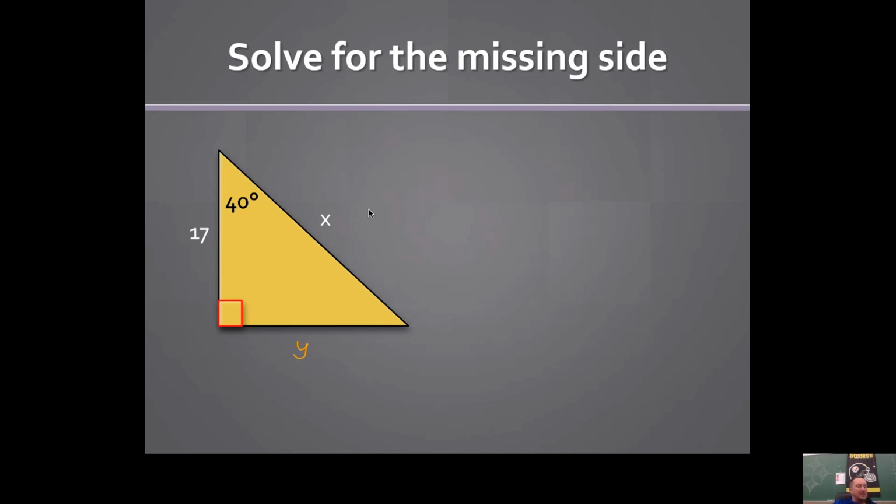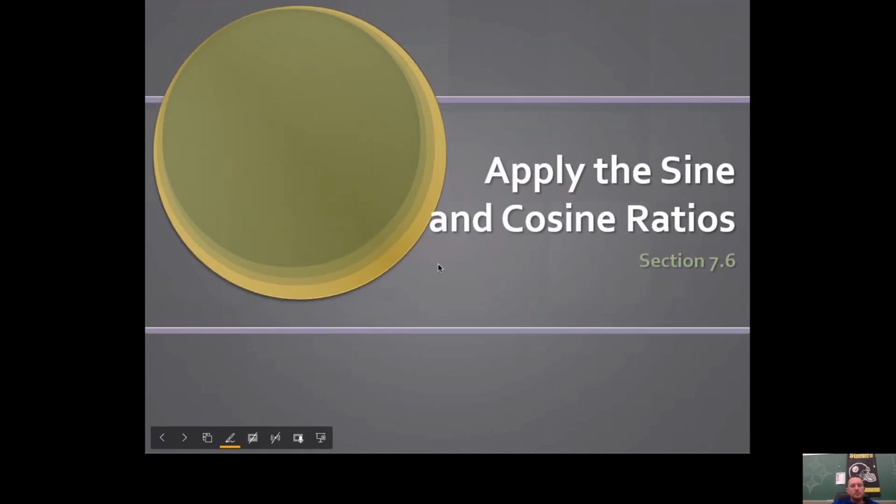So in your calculator, you have the tangent button. Directly to the left are two buttons, sine and cosine. Those buttons help you find the length of that x. And it'll do it directly instead of doing two different things. So we're going to apply the sine and cosine ratios.